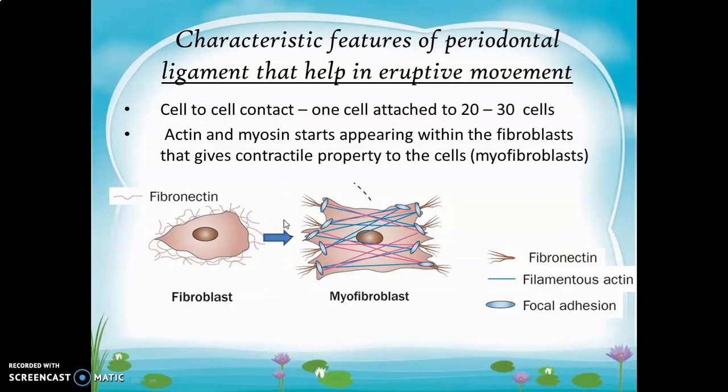Another important feature is development of actin and myosin microfilaments, as you can see here, which are internally connected to the cell membrane. These filaments give the cell a contractile property, so the periodontal ligament fibroblasts are termed myofibroblasts.